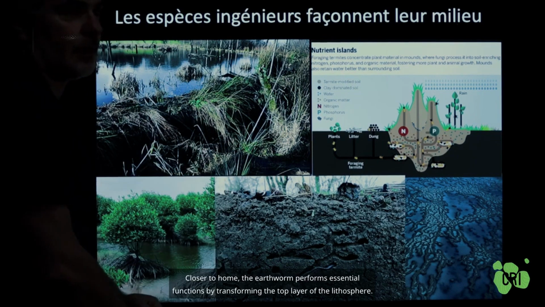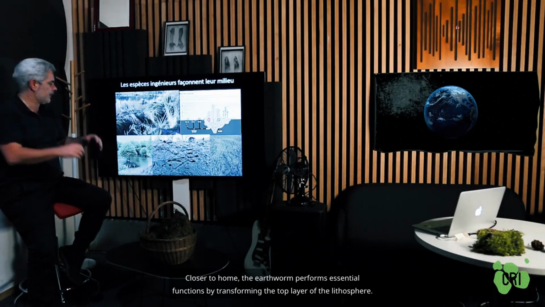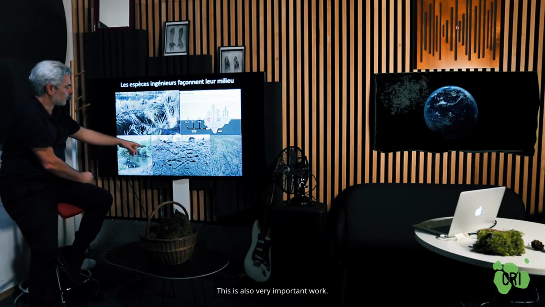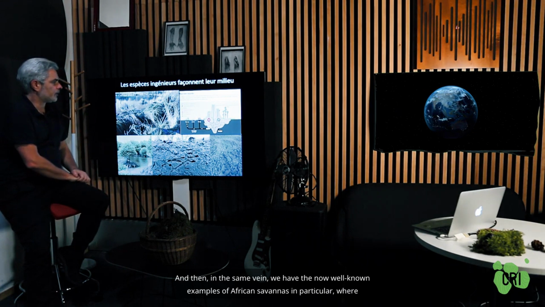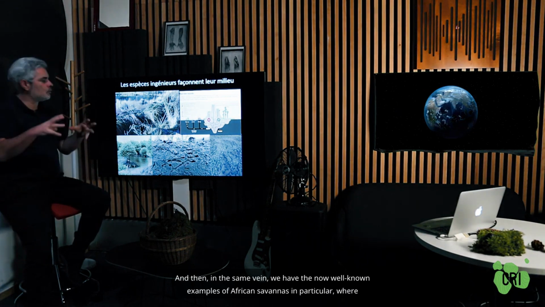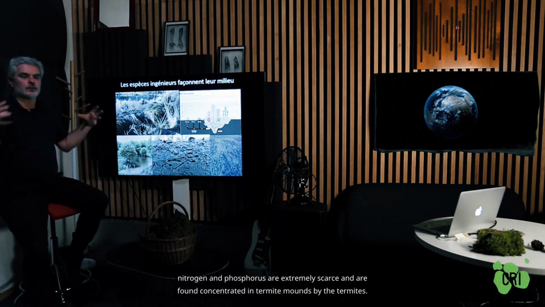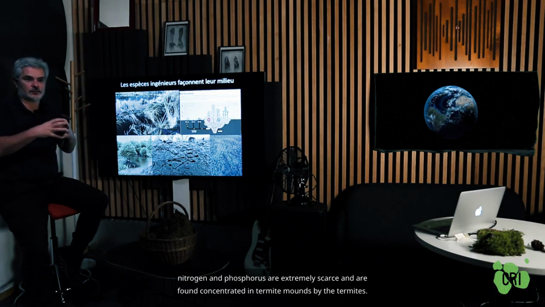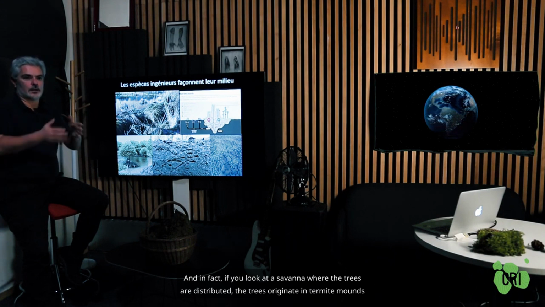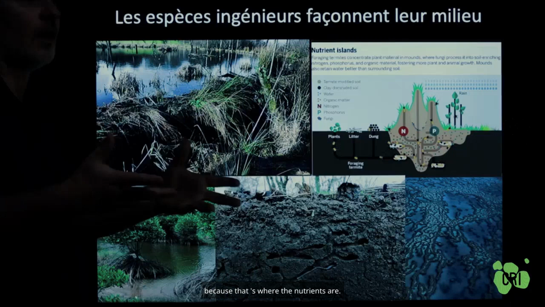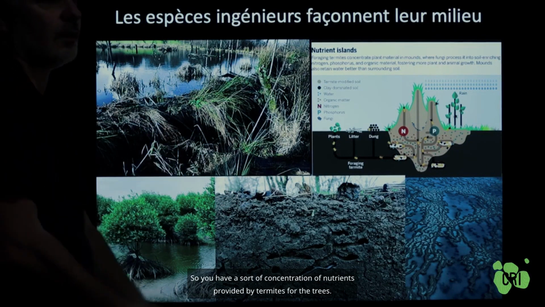Closer to home, the earthworm performs essential functions by transforming the top layer of the lithosphere. This is also very important work. And then, in the same vein, we have the now well-known examples of African savannas in particular, where nitrogen and phosphorus are extremely scarce and are found concentrated in termite mounds by the termites. And in fact, if you look at a savanna where the trees are distributed, the trees originate in termite mounds because that's where the nutrients are. So you have a sort of concentration of nutrients provided by termites for the trees.